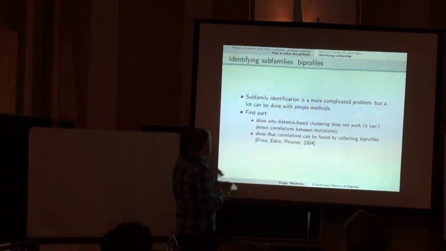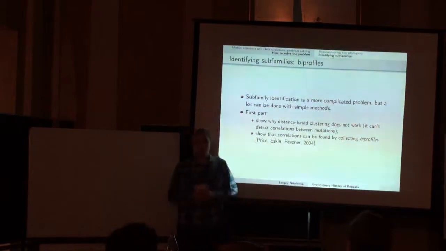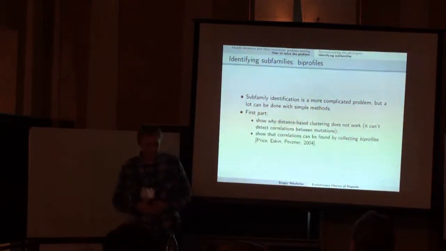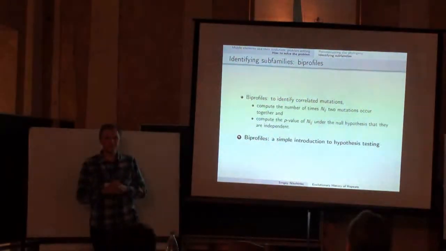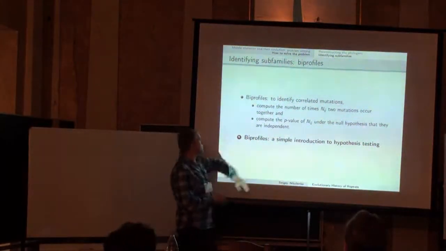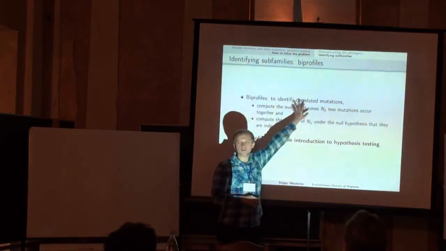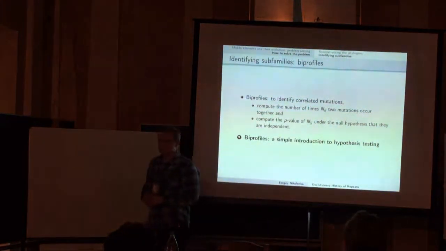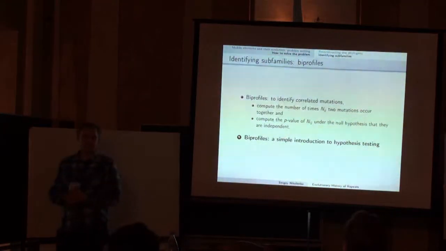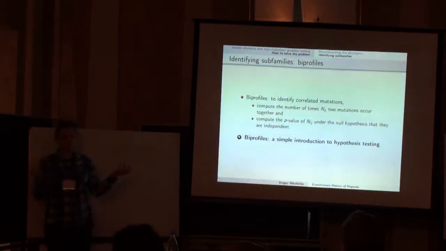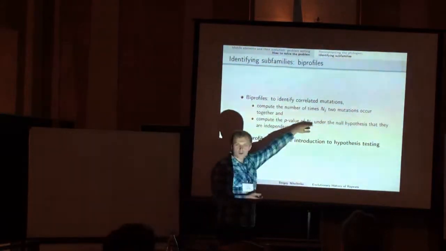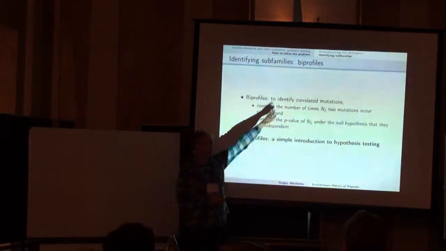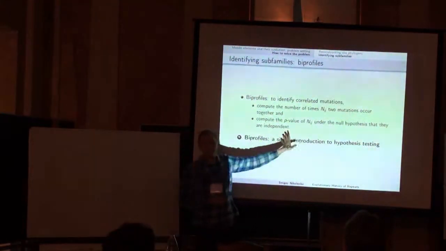And this is the idea that correlations can be found by collecting and computing the so-called biprofiles. A biprofile is a very simple idea. Suppose you want to test whether two mutations are correlated. How do you do that? You compute the number of their co-occurrences, you compute the number of occurrences of each individual mutation, and then you compute the p-value of this number of co-occurrences under the null hypothesis that they are independent.